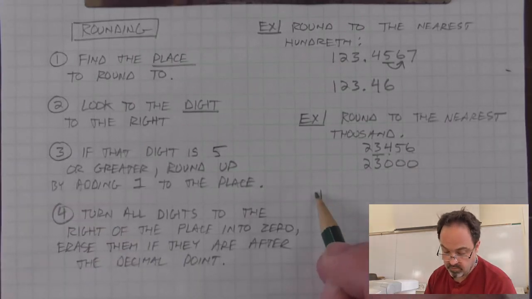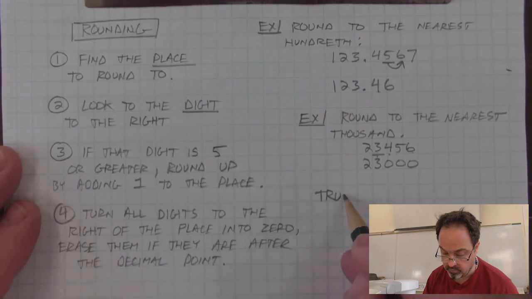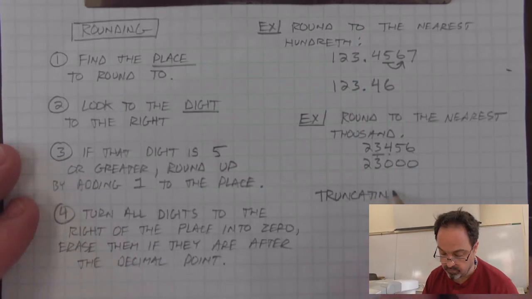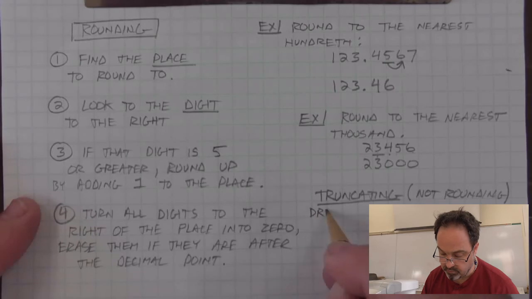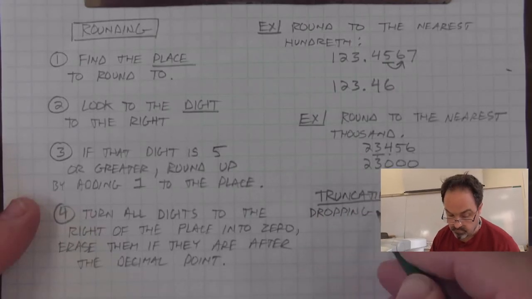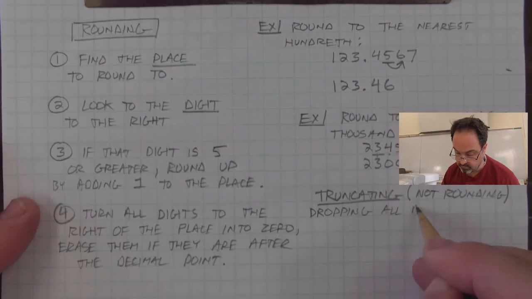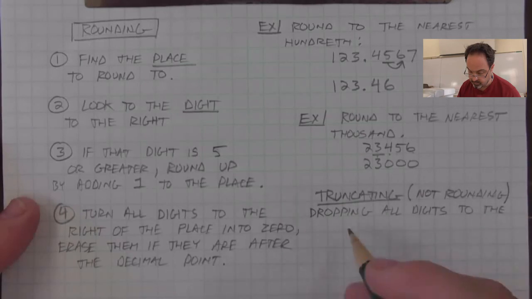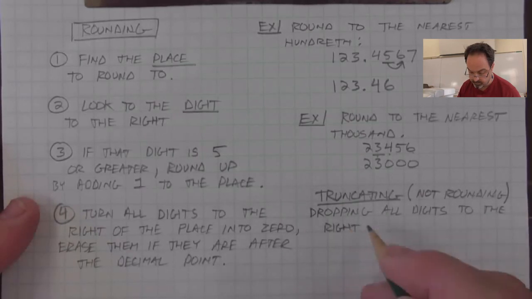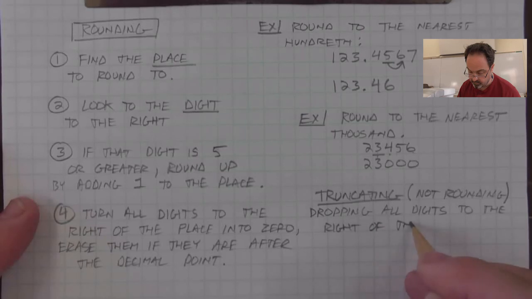There is what we call truncating. And truncating is similar to what we're doing, but it's not rounding. Truncating is dropping all digits to the right of the place, or turning them into 0.